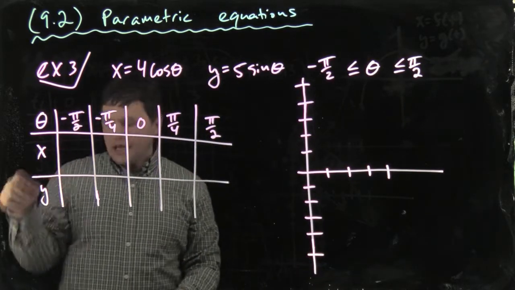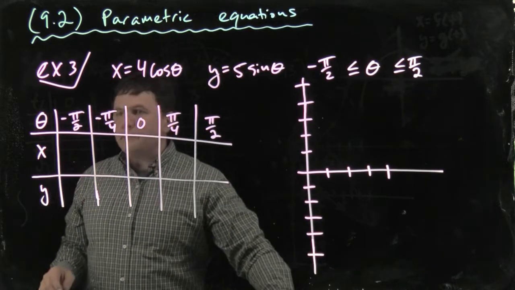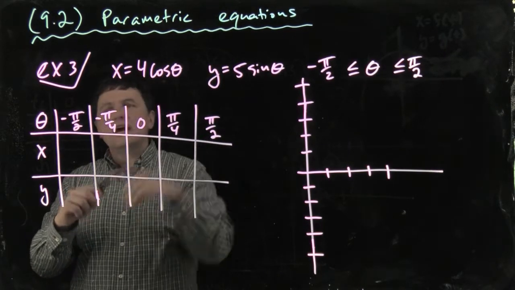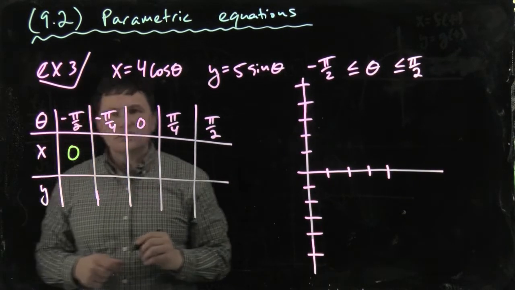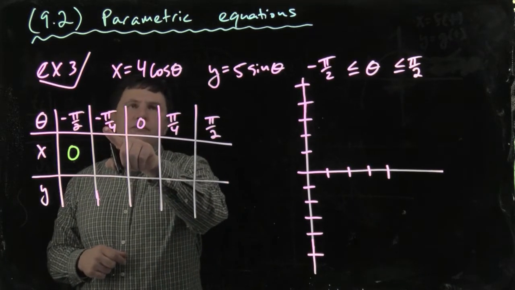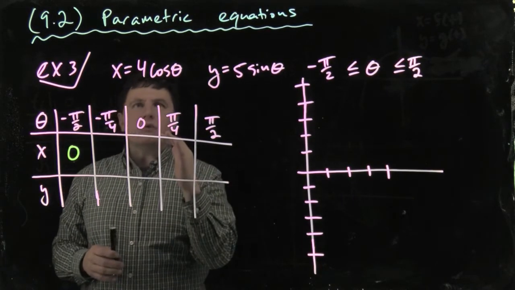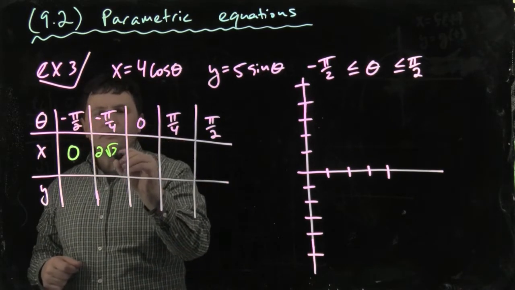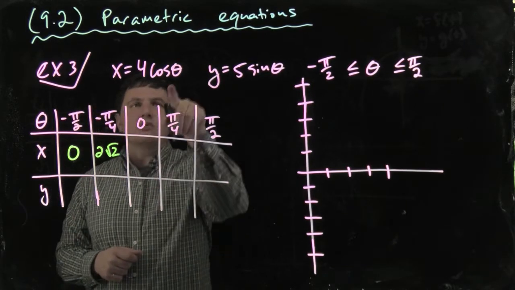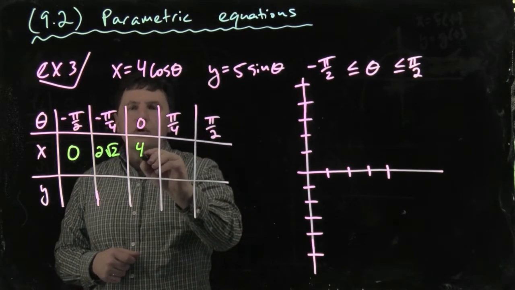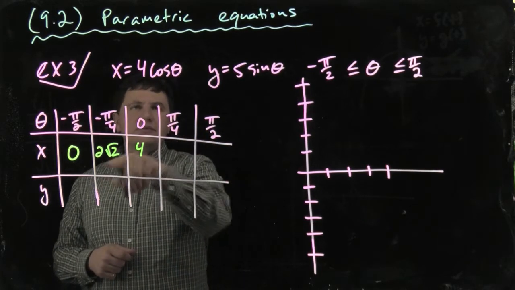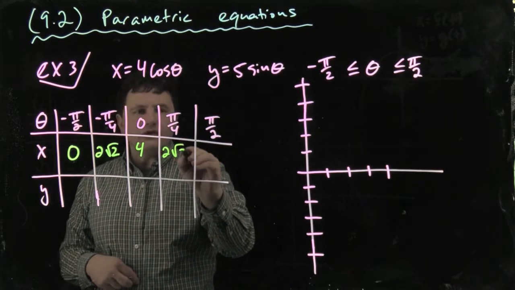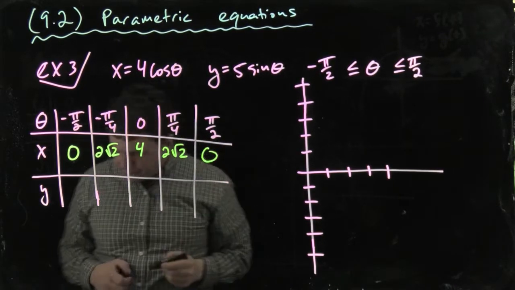So let's go ahead and plug in negative pi over 2 into x. So negative pi over 2 plugged into cosine is 0, so obviously 4 times 0 is 0. Negative pi over 4, if we plug that into cosine, that is going to be radical 2 over 2. Radical 2 over 2 times 4 will be 2 radical 2. Okay, and like I said, we'll go ahead and calculate that. 0, well, cosine 0 is 1, so that's going to be 4. Pi over 4, it's going to be the same as this because the cosine is still positive radical 2 over 2, so that'll be 2 radical 2. And then finally, pi over 2, we're at 0.